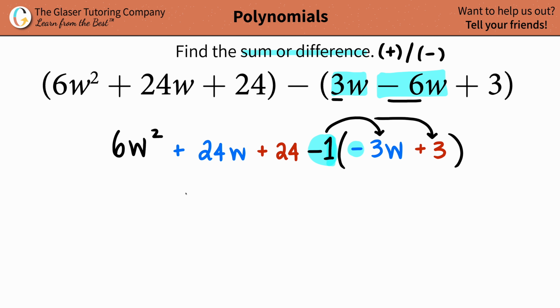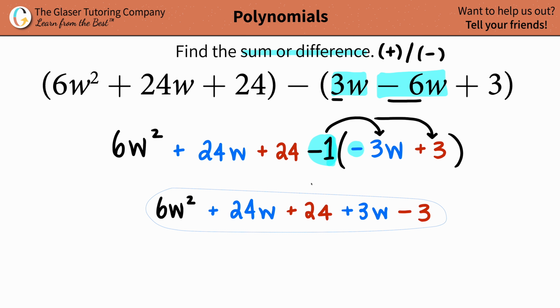So let's rewrite. We've got 6w squared, the plus 24w, the plus 24. And now let's get that out of parentheses. So negative 1 times a negative 3w. Negative 1 times a negative 3 is a positive 3. Doing it in blue because it's a w, so plus 3w now. And now let's do the same exact thing. Negative 1 times a positive 3. That's now a negative 3.